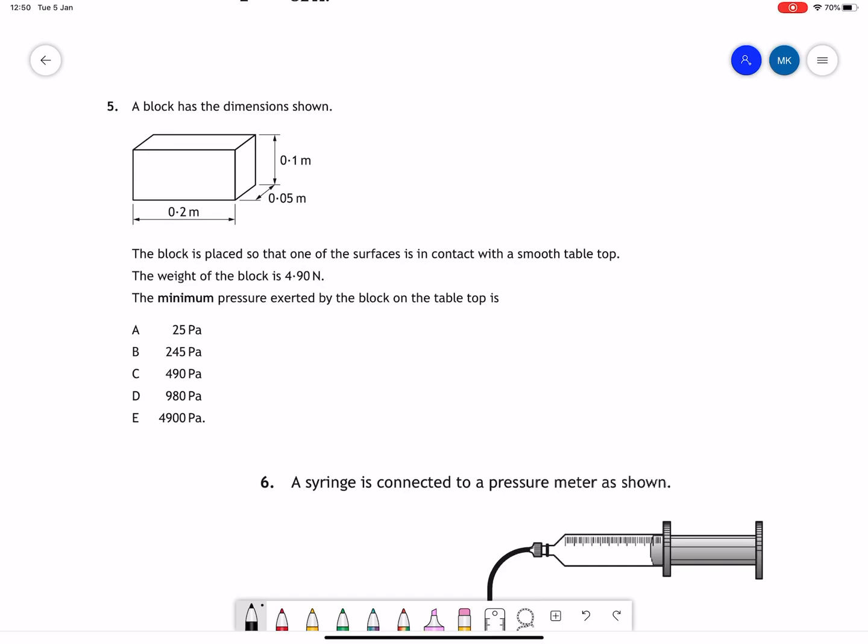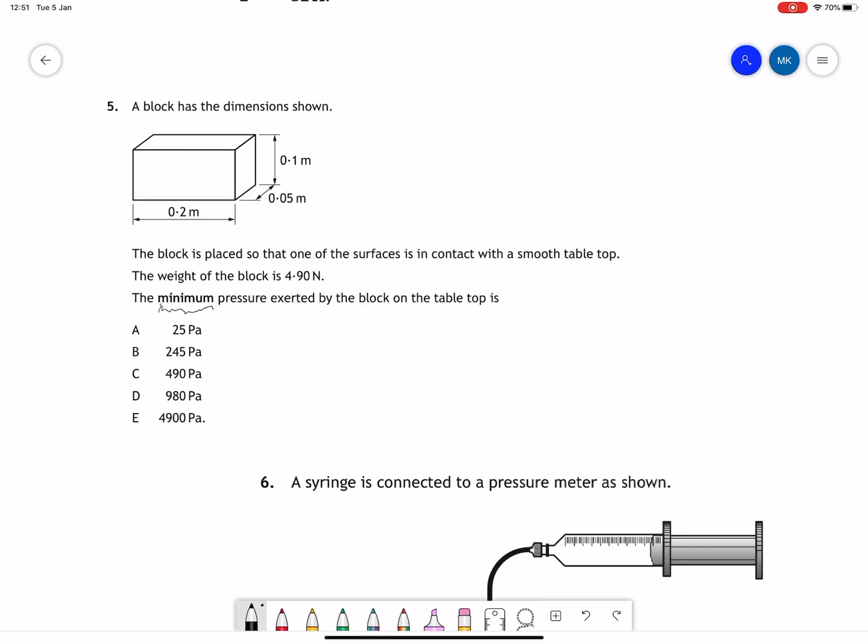It's placed on a table so that one of its surfaces is smooth on a tabletop. The weight of the block is 4.9 newtons. The minimum, and that's been put in bold for you, the minimum pressure exerted by the block on the table is what, one of these three.